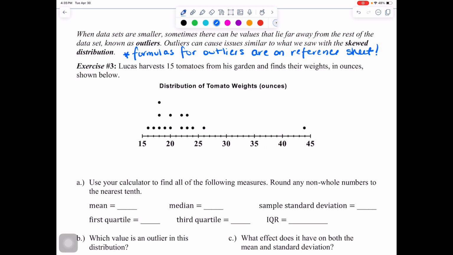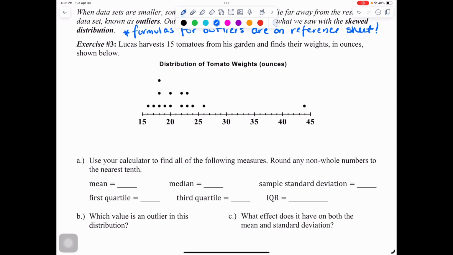Lucas harvests 15 tomatoes from his garden and finds their weights in ounces, shown below. So there's a distribution of tomato weights in ounces. You can see the dot plot has been created. It says use your calculator to find all the following measures. Round any non-whole numbers to the nearest tenth. So that's important. We want to round here. So we'll do a nice little review of how to get this on the calculator.